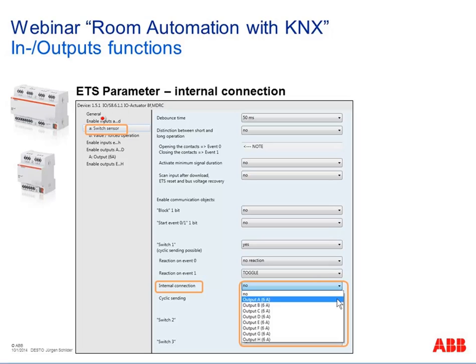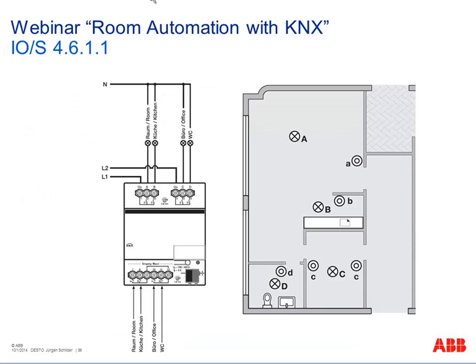And here, again, the example to link an input. Click on the input, switch sensor output A, go to the button, internal connection, and select your output. So it's very easy to link an input to an output without group addresses, finished. So this is the principle of this I/O actuator.